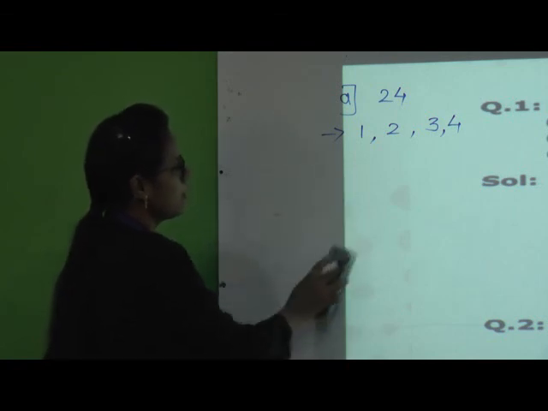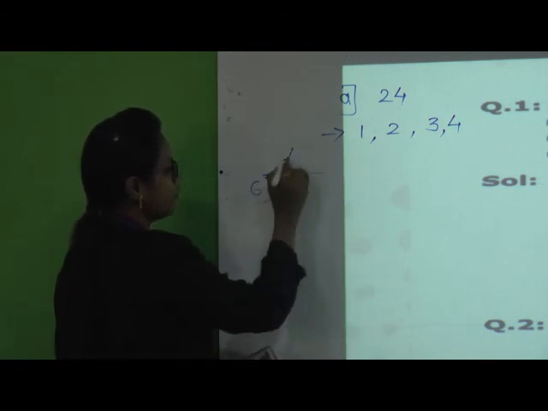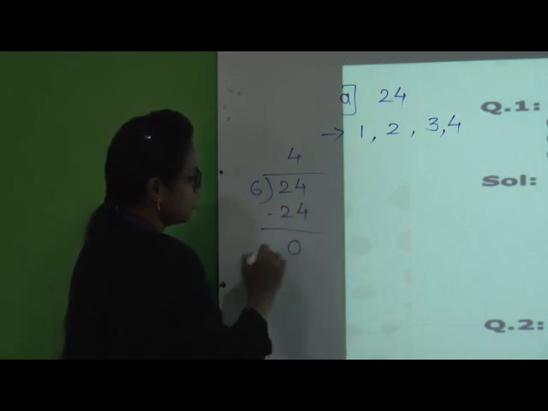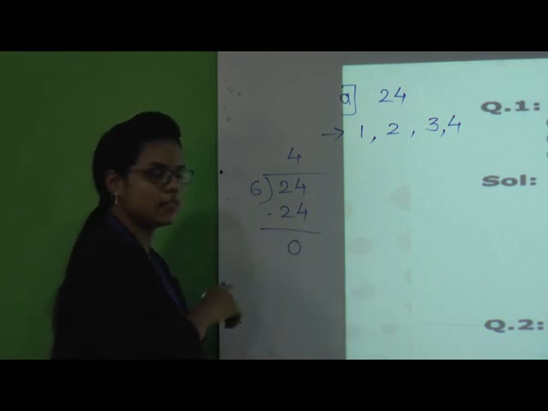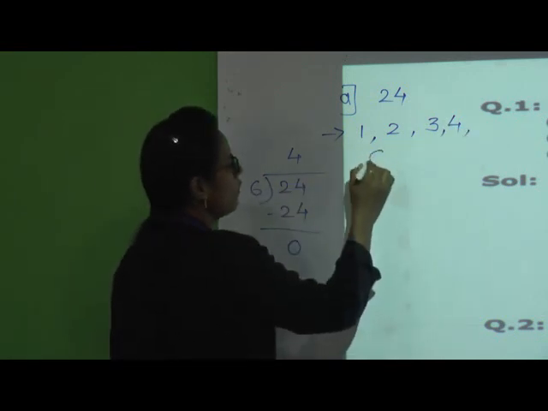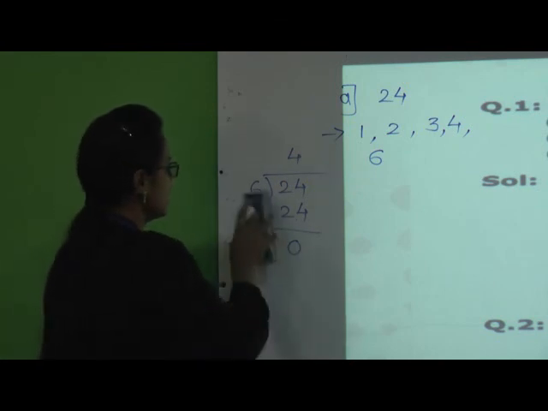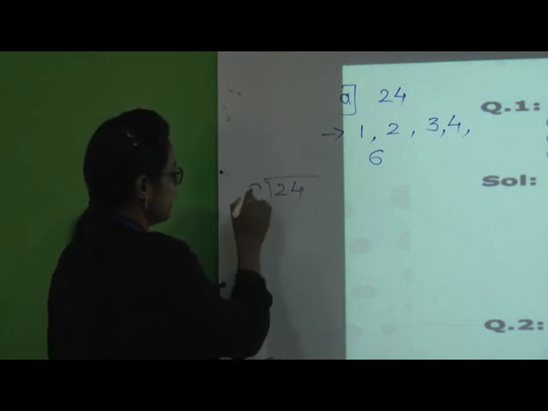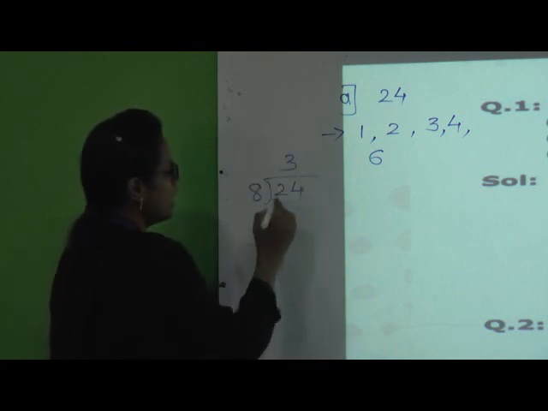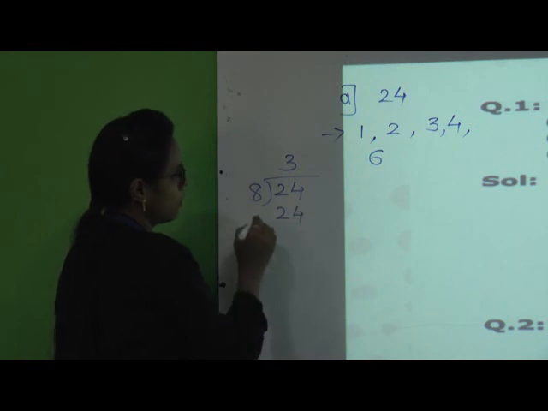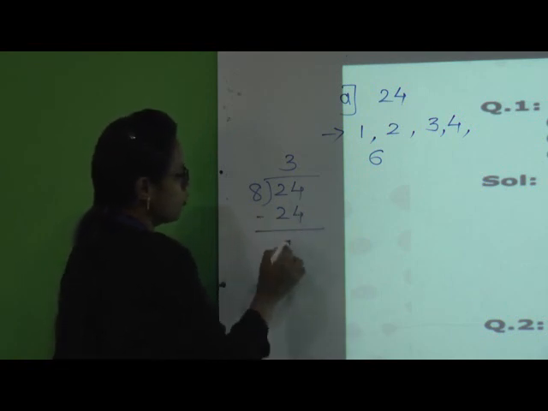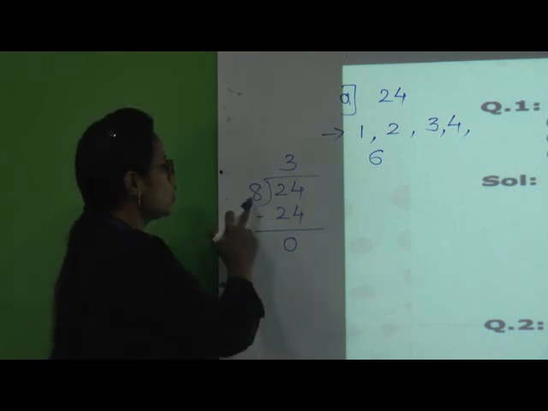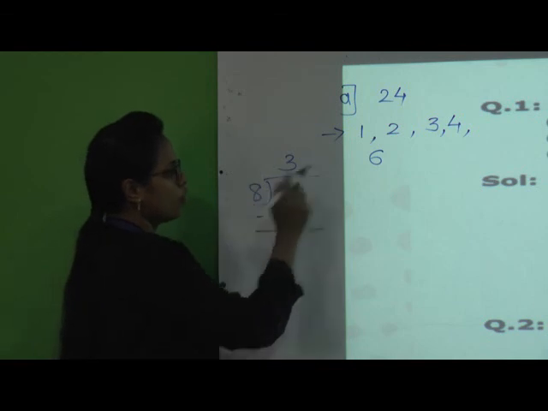Let us take the next number, 6. 6 4s are 24. 24 minus 24 is 0. So 6 is a factor of 24. Okay. Let us take now 8. 24 divided by 8. 8 3s are 24. So 24 minus 24 is 0. It leaves the remainder 0. So 8 is a factor of 24.